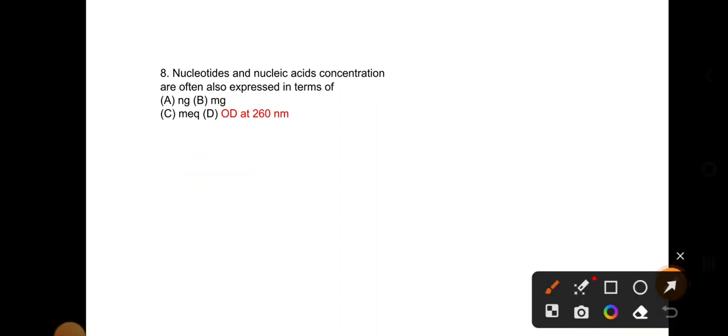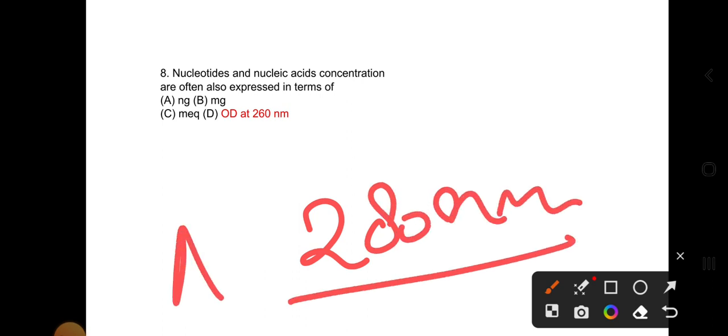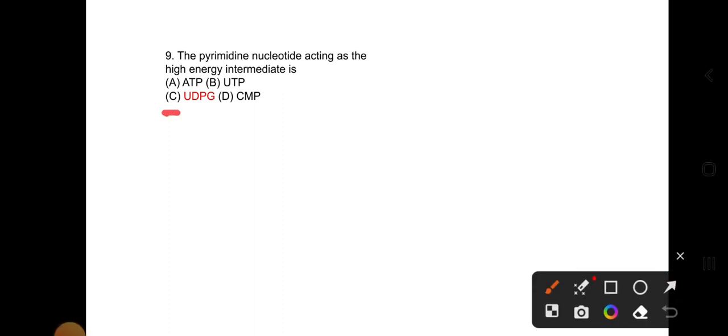And nucleotides and nucleic acid, I told you guys that we take OD at 260 nanometer. You have to tell me what is the significance of 280 nanometer, or absorbance at 280 nanometers. Okay, and ninth, the pyrimidine nucleotide acting as high energy intermediate, out of these it's the uracil one, UDPG.